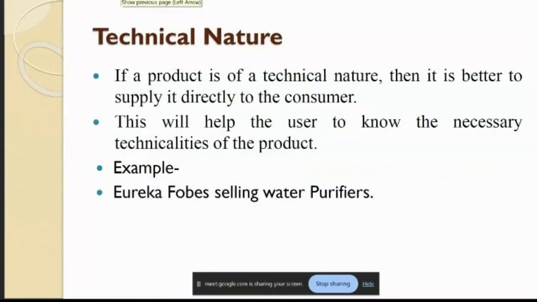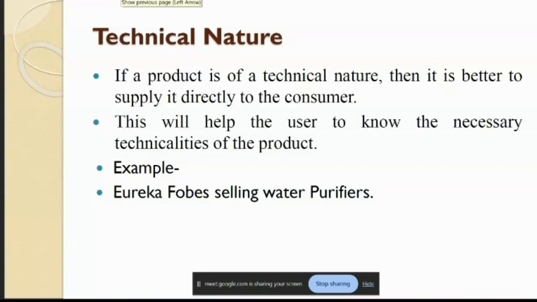Another important factor is the technical nature of the product. If the product is very technical in nature, that means the consumer needs to understand, or needs a demo, or wants to try the product before they buy, then it is always better to go with exclusive stores. On the other side, if the product is not that technical, customers can understand by themselves. They have the knowledge, they can understand.